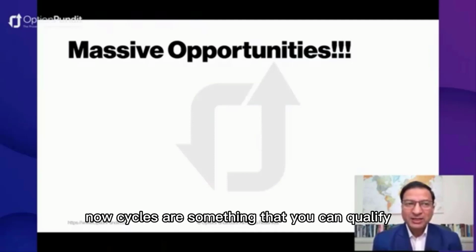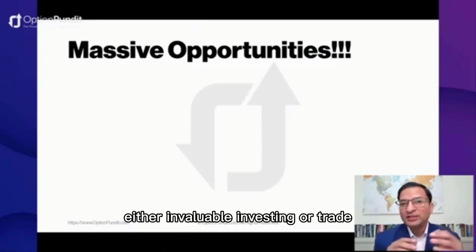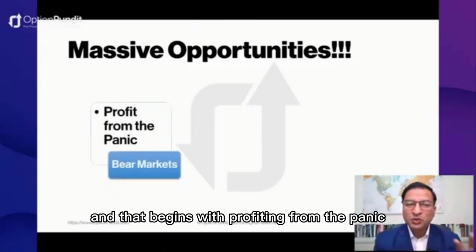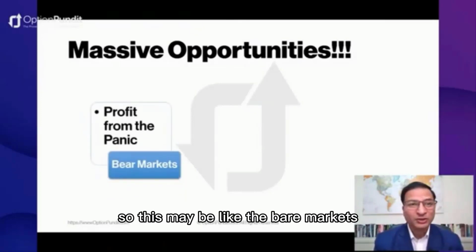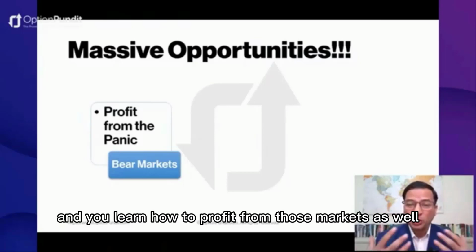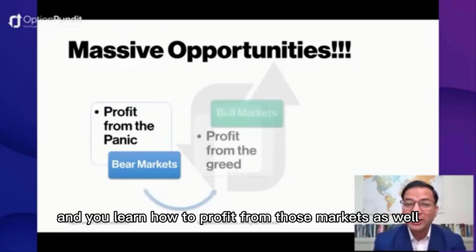Now, cycles are something that you can qualify either in value investing or trade technical. It doesn't matter. In my opinion, it encompasses all the approaches, and that begins with profiting from the panic. So this may be like the bear markets, where the markets are going down, and you learn how to profit from those markets as well.